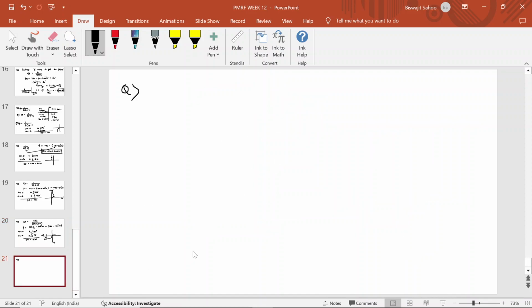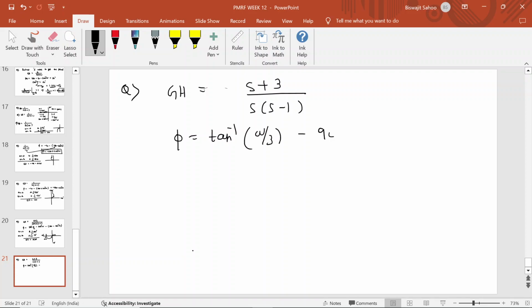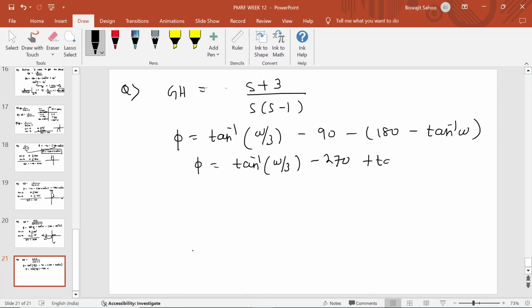Let me solve another question. This GF is given to you: s plus 3 divided by s into s minus 1. So first of all, your task is to find out the total angle contributed by all the positive and negative terms. Tan inverse omega by 3 minus 90 minus 180 minus tan inverse omega, right? Now you simplify it, this will be tan inverse omega by 3 minus 270 plus tan inverse omega.